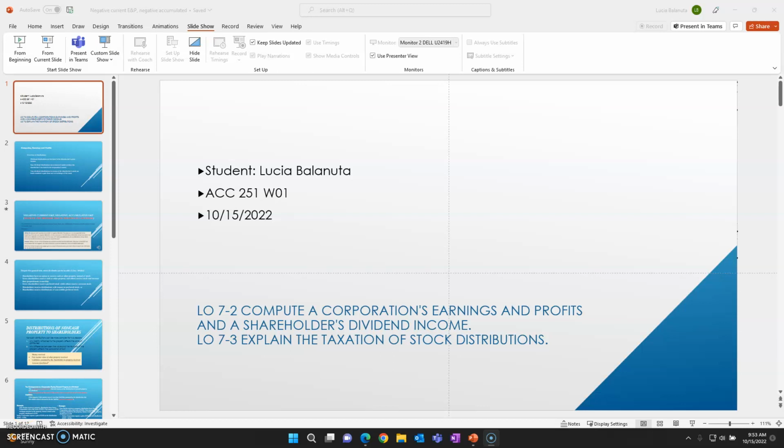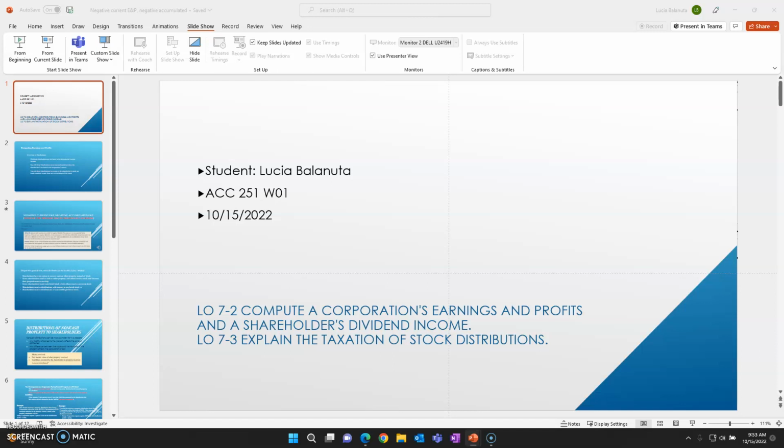I would like to continue to talk about how to compute a corporation's earnings and profits and shareholders' dividend income, and I will try to explain the taxation and stock distributions. Computing earnings and profits. The overview of distributions. Dividend distributions are included in the shareholders' gross income.